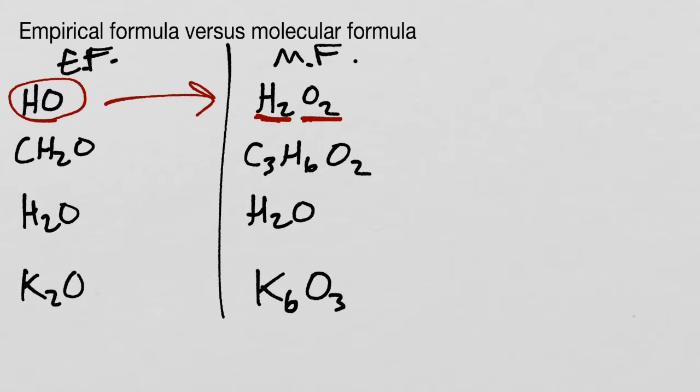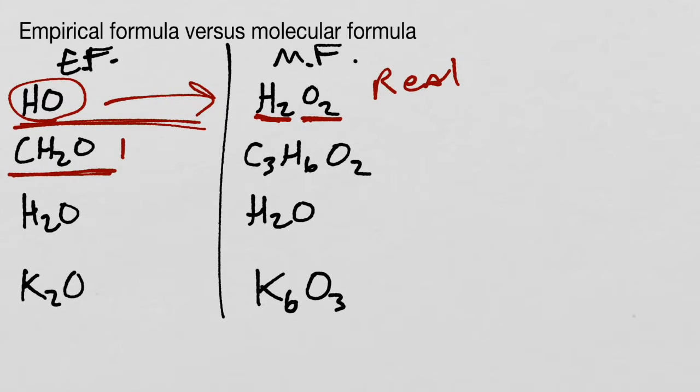The molecular formula is what it looks like in real life. Unfortunately, when we try to analyze compounds, we can't really see what they look like in real life. Best we can do is get their empirical formula, which just tells us the ratios. So for this next one, 1 carbon to every 2 hydrogens to every 1 oxygen. The ratio is 1 to 2 to 1. The actual formula is this over here, C3H6O2.